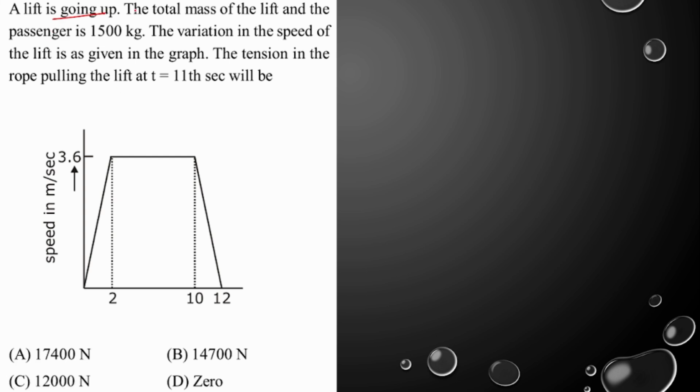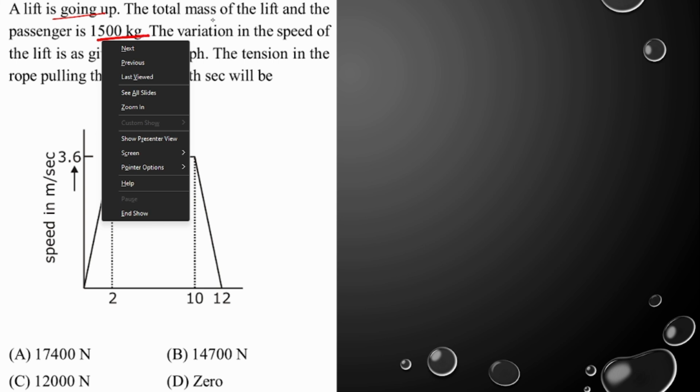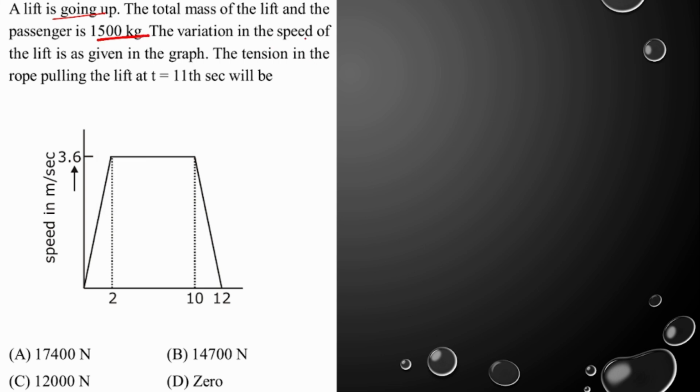The lift is going up. Total mass of the lift is 1500 kg. The variation in the speed of the lift is given, and we need the tension at the time 11 seconds.